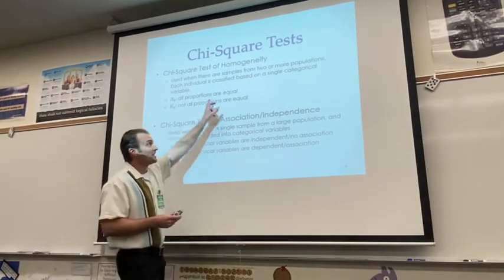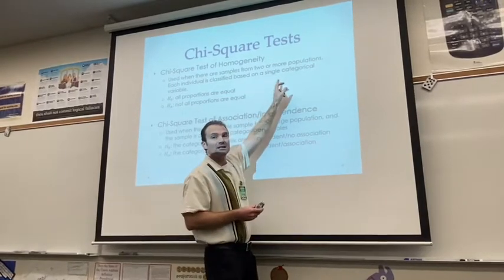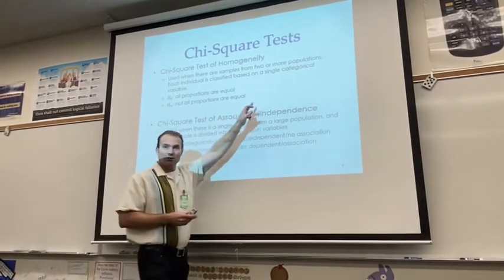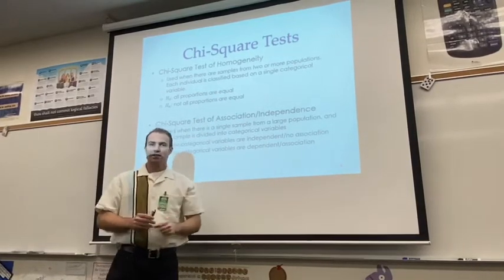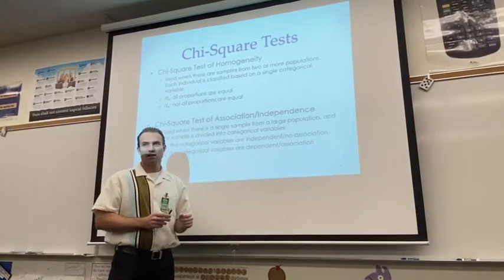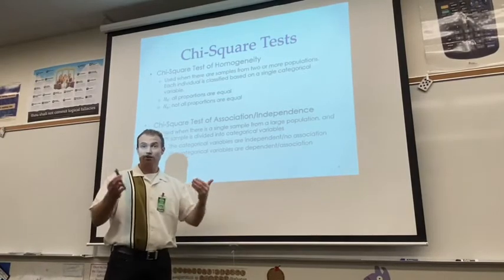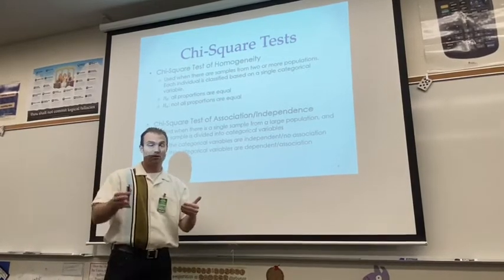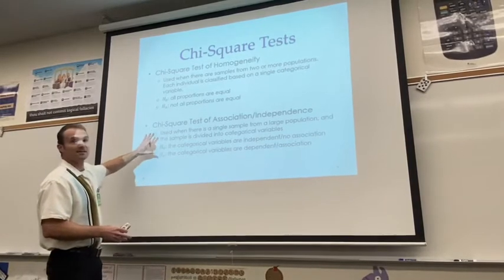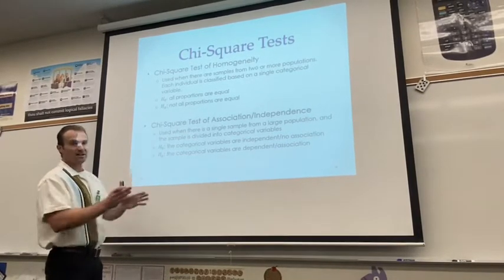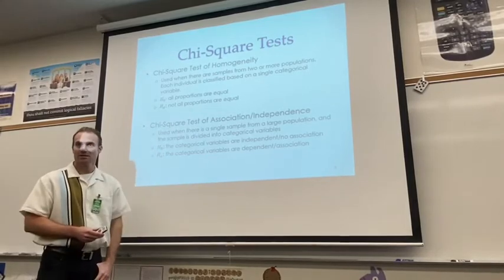Again, homogeneity, I'm comparing multiple populations, right? So that would be, I take a sample from Irvine High, I take a separate sample from Woodbridge High, and I ask, hey, are high school students at these two high schools the same? Versus the association independence, I take one sample from one population and then I break that sample apart into different categories.